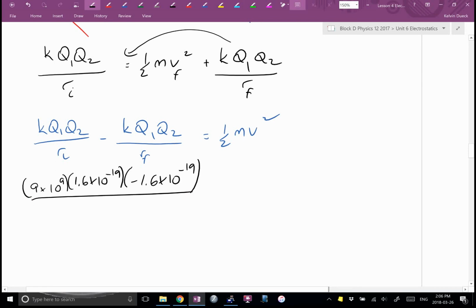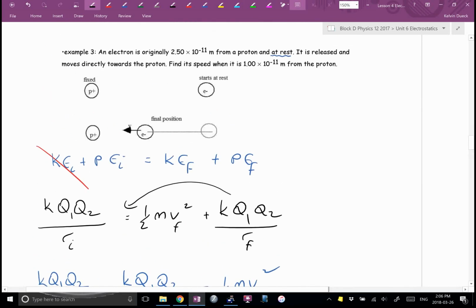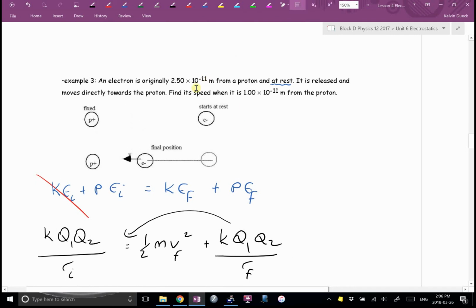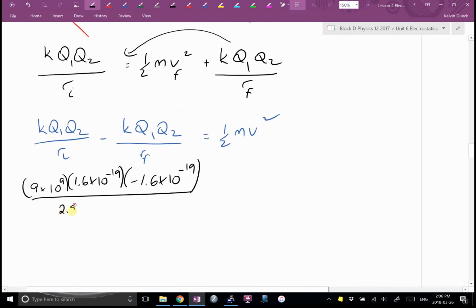our R initial. How far away were we when we started? 2.5 times 10 to the negative 11? Yes. Minus. What's k? 9 times 10 to the 9. What's R final? I put it in the question there somewhere, didn't I? Is it 1 times 10 to the negative 11? I can't remember. That's going to equal a half mv squared. I'll tackle that right side later.